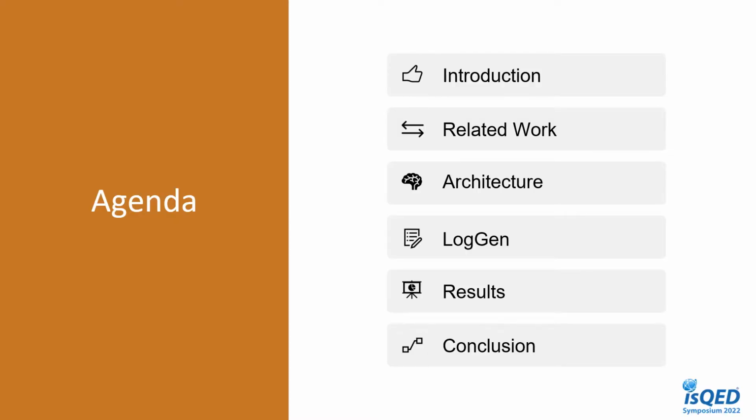The talk is divided into 6 parts. I'll start with providing a brief introduction and motivation behind our work, followed by a discussion of the past work. I will then describe the base architecture of our log unit and then move on to talking about the LogGen generator. Finally, I will discuss some of the results from our design space exploration using LogGen and the conclusion. So let's move on to the introduction.